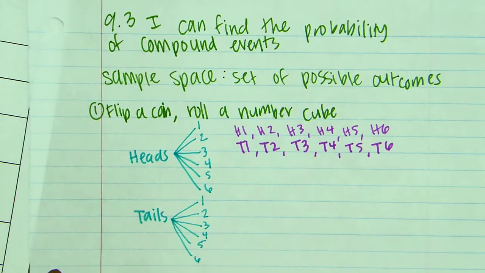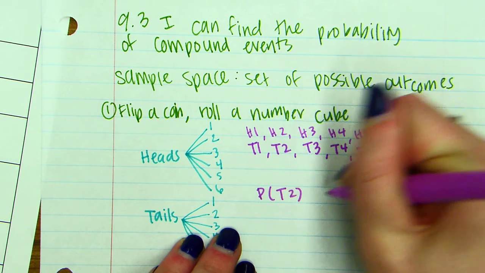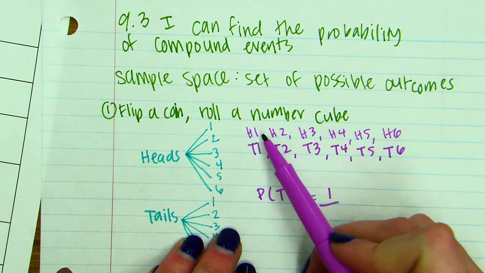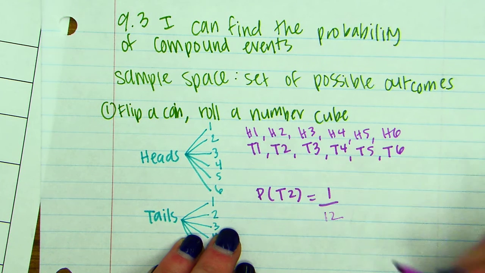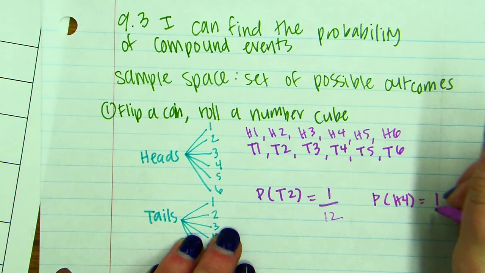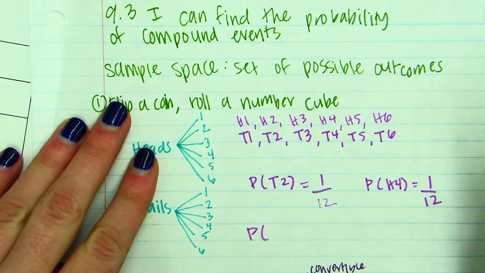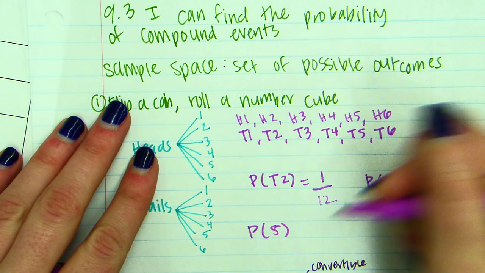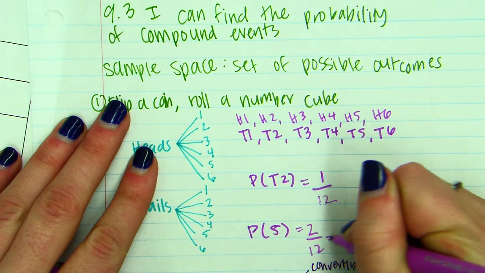So the probability of getting tails and 2 is 1 out of 1, 2, 3, 4, 5, 6, 7, 8, 9, 10, 11, 12 total options. The probability of getting heads and 4 is 1 out of 12 options. The probability of getting a 5, well, we have 2 options where we rolled the 5 out of 12 options, which simplifies to 1/6.